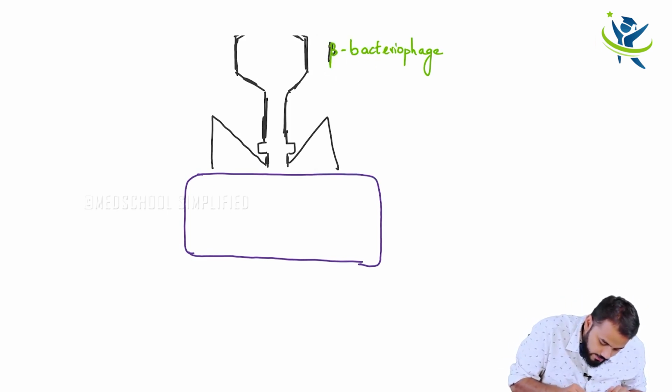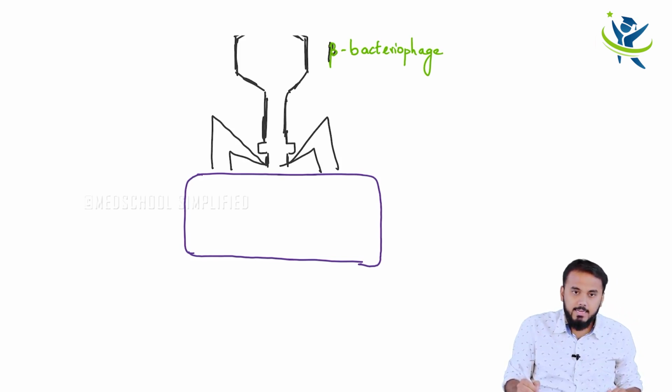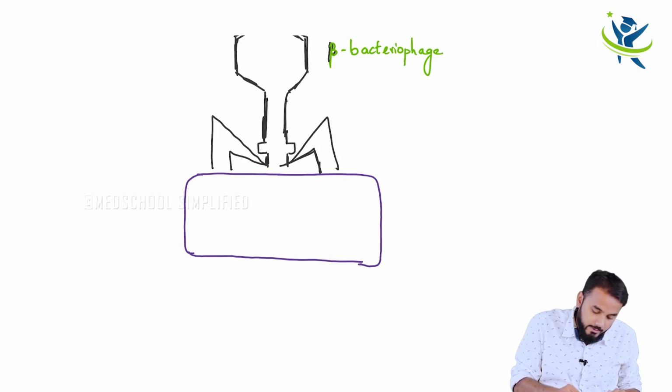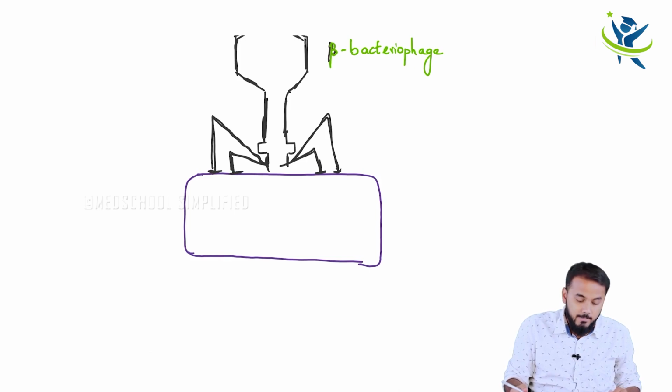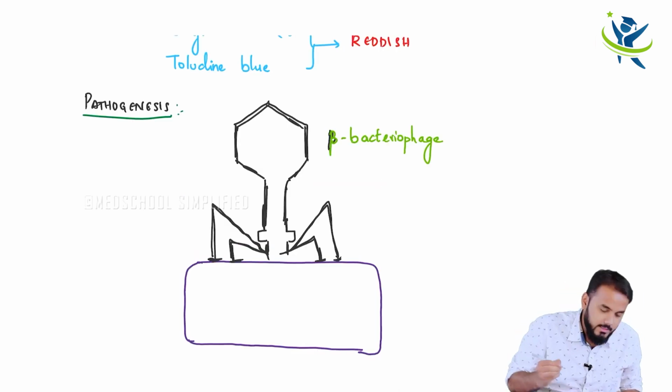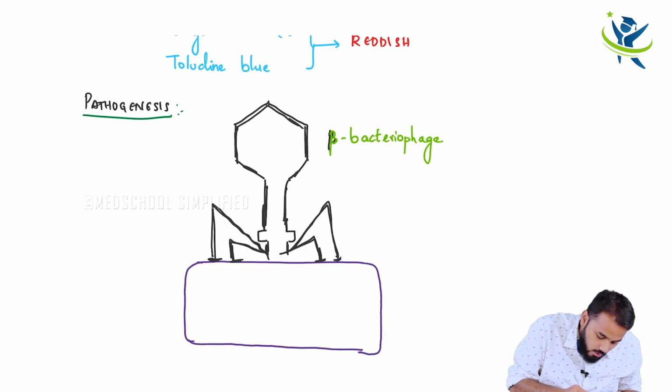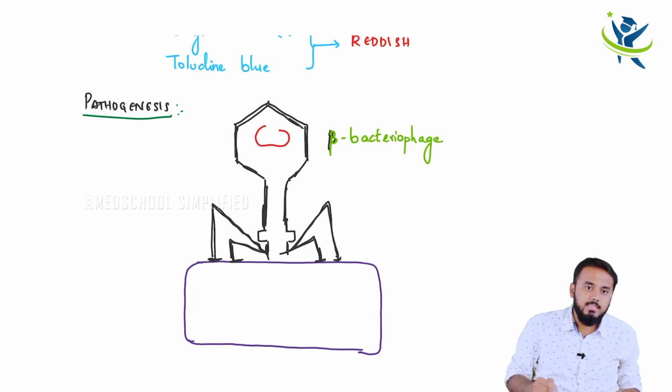All of you know very well now, right? Finally, it is getting lodged onto this bacteria. So when it gets lodged onto this bacteria, what is it going to do? All of you know what the function of bacteriophage is. What it does is that this bacteriophage has got a genome in it. This is called the genome, or the genetic material, of the bacteriophage.